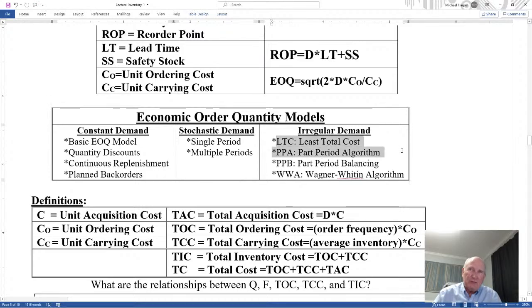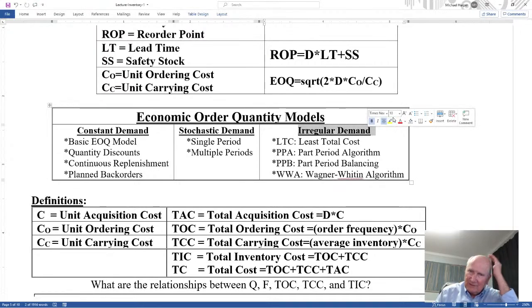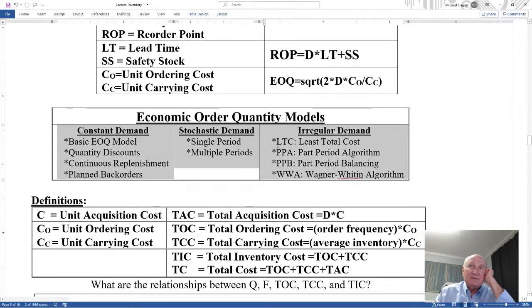These are pretty much heuristic methods. The Wagner-Whitin algorithm is a dynamic programming technique which will minimize costs assuming irregular demand. Irregular is stochastic, but it's like a uniform distribution that is highly irregular, highly volatile. It's really just a uniform distribution with high variability. I want to emphasize that there are 10 different models here. These are only 10. There are others.